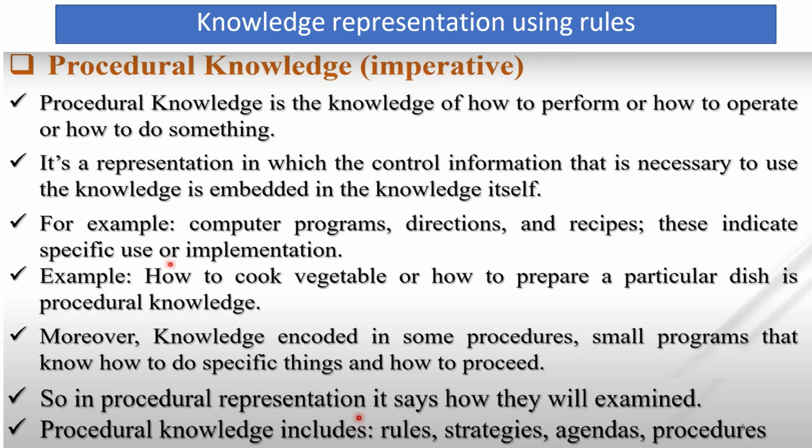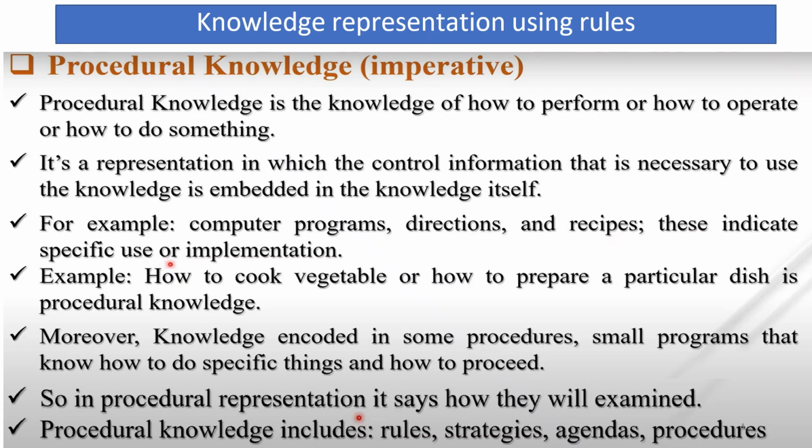Procedures are especially used in artificial intelligence to solve problems or to complete the performance of a task. The advantages of procedural knowledge are that it is easy to execute, efficient for task-oriented problems, and directly tells how to perform an action. The disadvantages are that it is difficult to modify, hard to explain the reasoning behind the action, and less flexible than declarative knowledge. So this is about procedural knowledge.